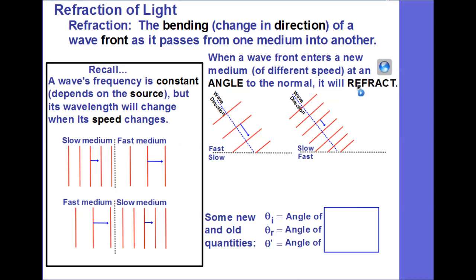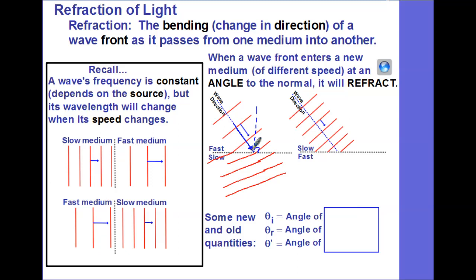As a quick review, we talked about soldiers walking arm in arm as they travel from a fast to a slow medium. This portion of the line of soldiers would lag behind a little bit, if we want to think of it like that. Overall, we would see a change in direction of the way this wave is traveling. Since this gets hard to draw, we often just use that ray model of light. So we would consider maybe a normal line here.